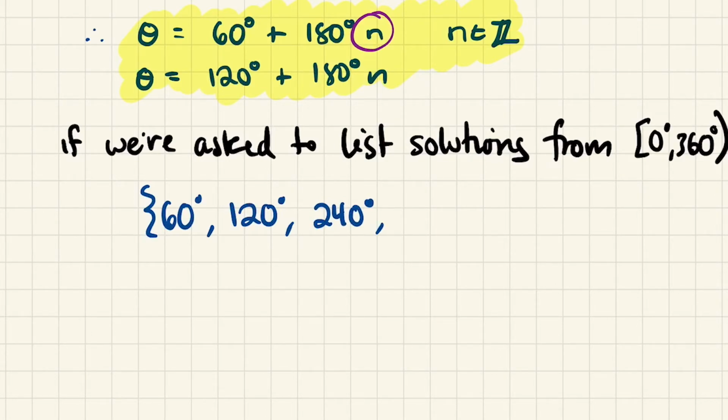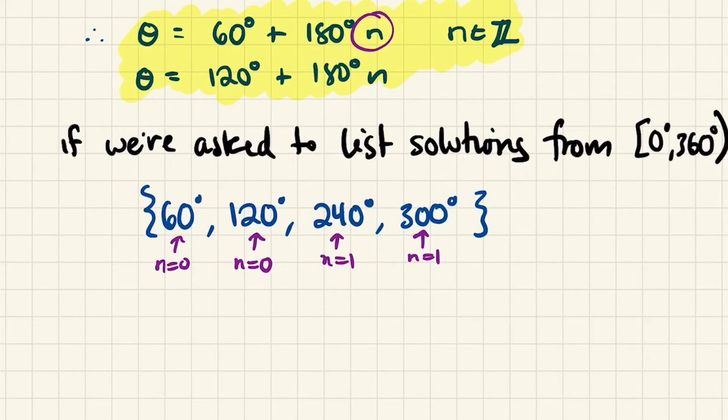Okay, and we also get 120 plus 180, which is 300, and that's still within the range 0 to 360. But that's it. So at this point, these are what the n values are to produce each individual solution. And of course when n is equal to 2, you get 60 plus 360, which is too big, right? So these are the only 4 that we have.